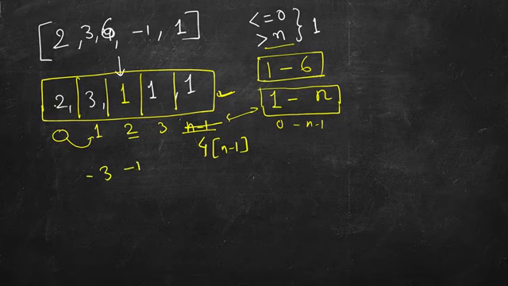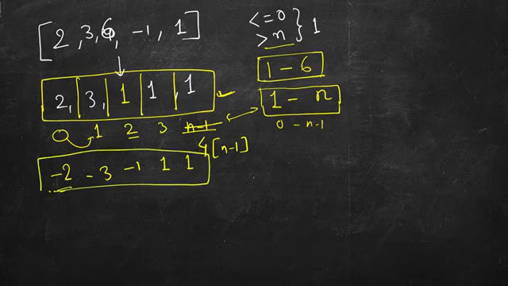1 means 0, make it negative. Then again 1, it's already negative. Again 1, it's already negative. So we stop. This is the output after this transformation. Next, let's come here.